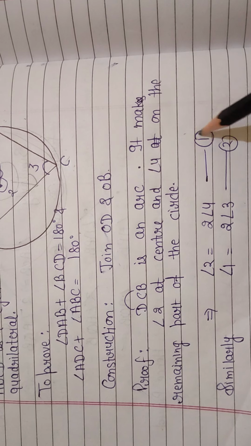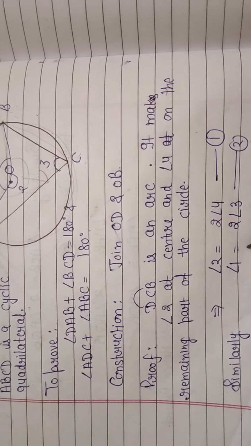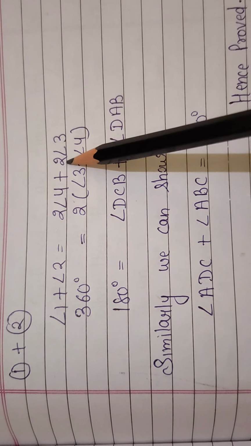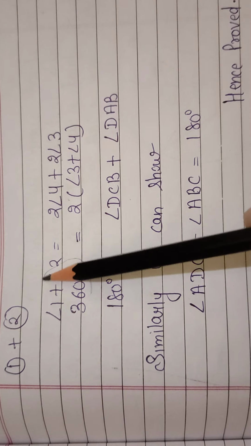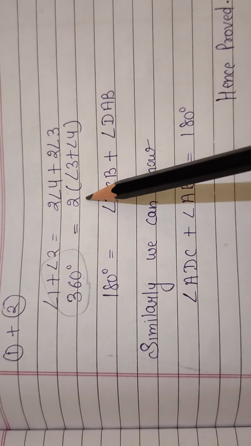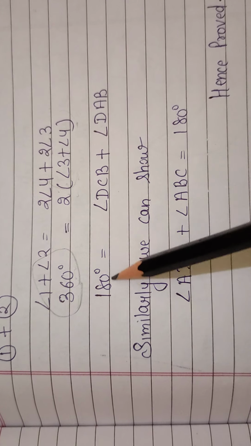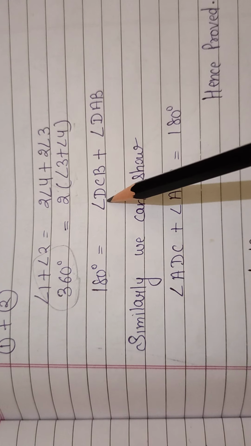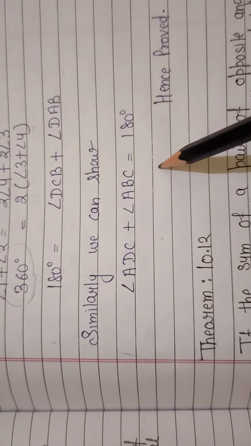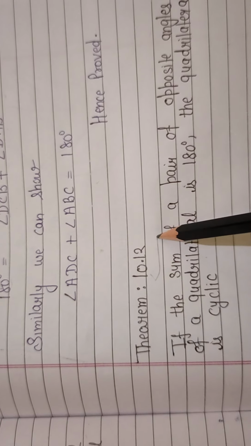Now here we have written both the equations. Now we will add both these, and by adding, angle 1 plus angle 2 is equal to twice of angle 4 plus twice of angle 3. And angle 1 plus angle 2, that is making a complete angle, means 360 degree, which is equal to twice of angle 3 plus angle 4. So by dividing 360 by 2, it will be 180 degree. So angle DCB plus angle DAB is equal to 180 degree. Similarly, we can show for the other pair. So hence proved.